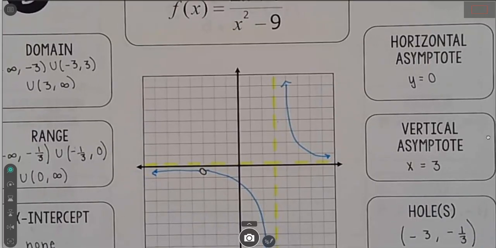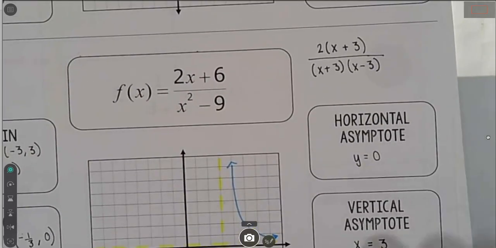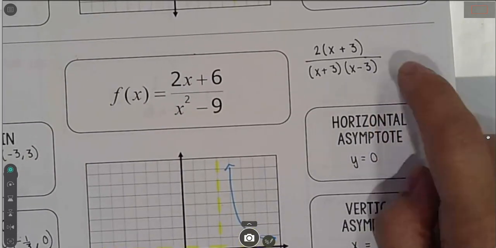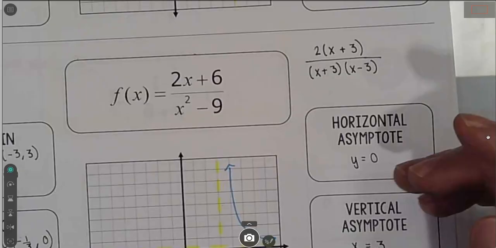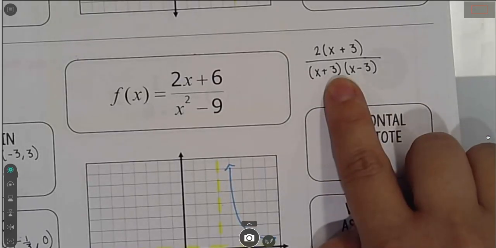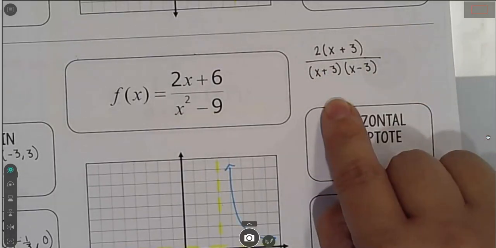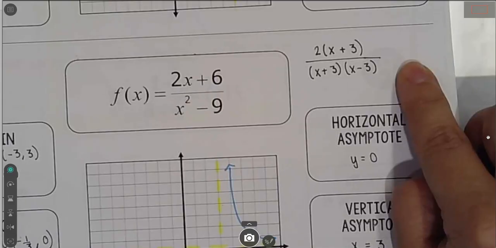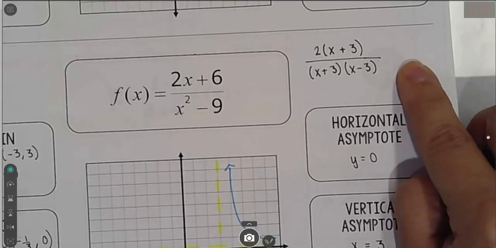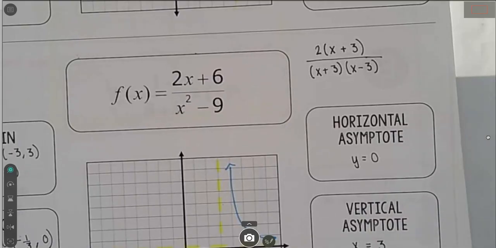That's the answer to that question she was just asking. So you know that there's a hole at negative 3, right? Because that's the common factor. But you can't just plug in negative 3, otherwise you'll get undefined. But I want to know what y equals at that point. So if you cross out the x plus 3, you end up with 2 over x minus 3. Then plug in negative 3. And then you get 2 over negative 6, which simplifies to negative 1/3.